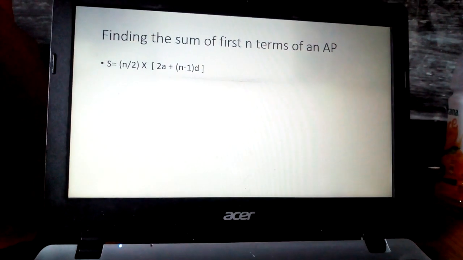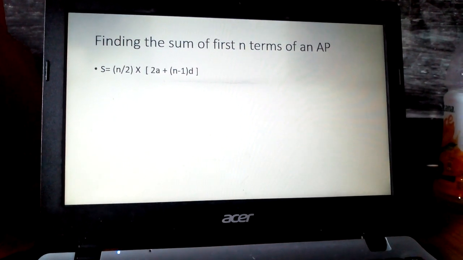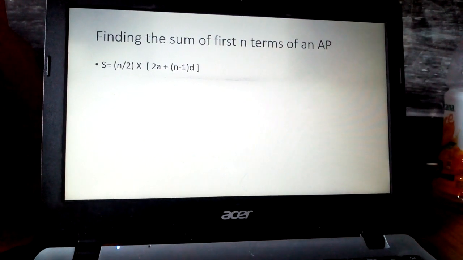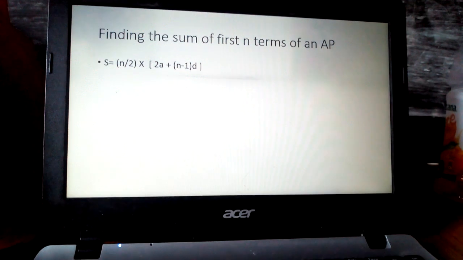The formula that we are going to use is S is equal to n by 2 into (2a plus (n minus 1)d). Mind the brackets. n by 2 you have to do, then it has to be multiplied with the term which is there in the bracket.